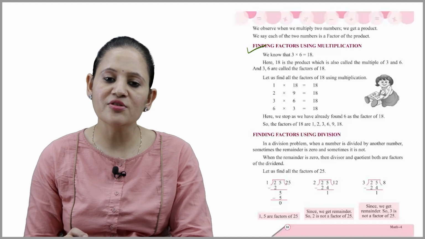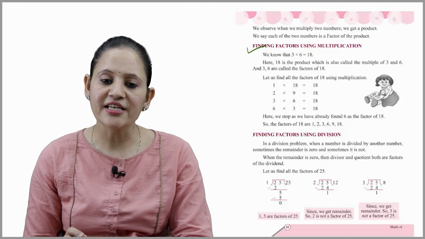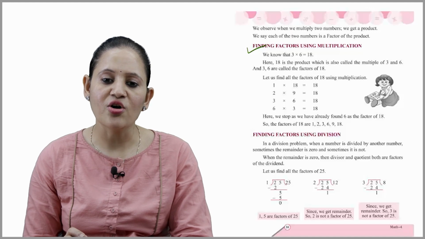We know that 3 into 6 is 18. Here 18 is the product, which is also called the multiple of 3 and 6, and 3 and 6 are called the factors of 18. Let us find all the factors of 18 using multiplication.